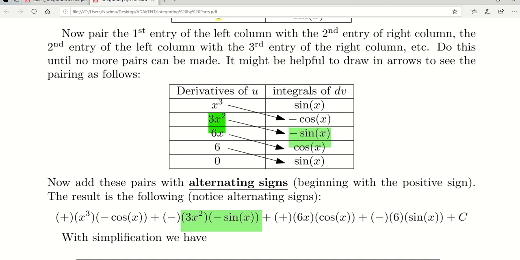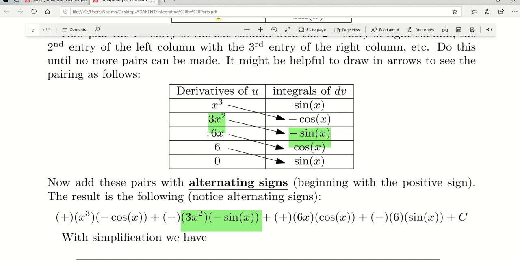And here this is 6x. This part is 6x multiplied by cosinus x. The blue ones, here this 6x multiplied by cosinus x. But the sign here is plus. We always have this plus, minus, it goes like that.